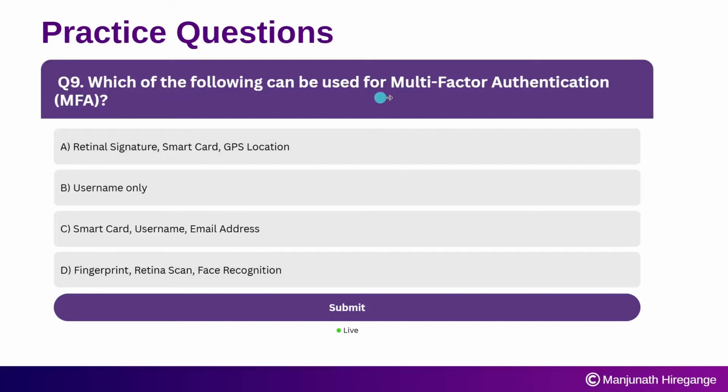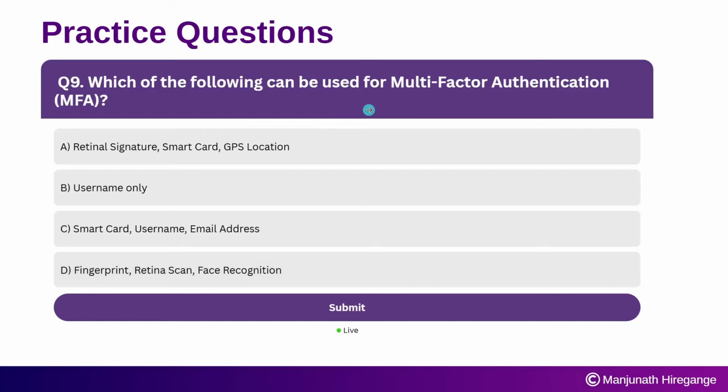Which of the following can be used for multi-factor authentication? Option A, retinal signature, smart card, GPS location. Option B, username only, smart card, username and email address, fingerprint, retina scan, face recognition. So what is the right answer?